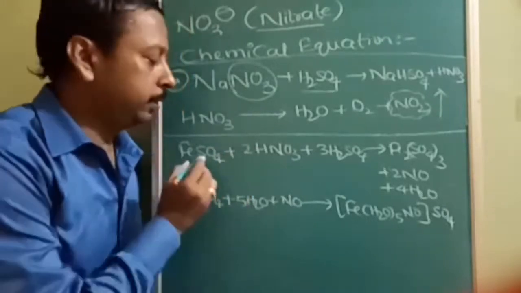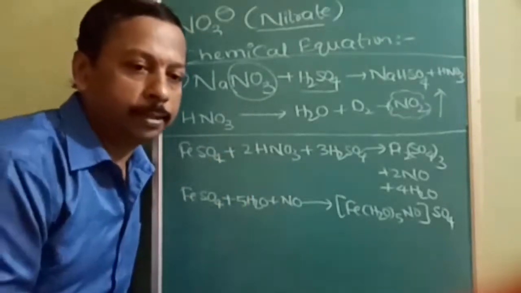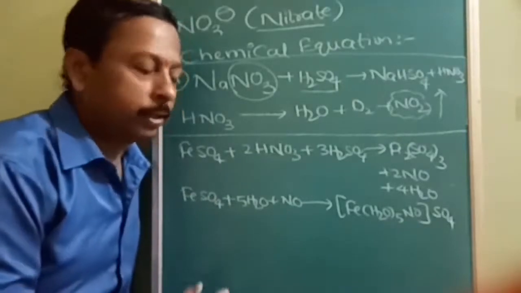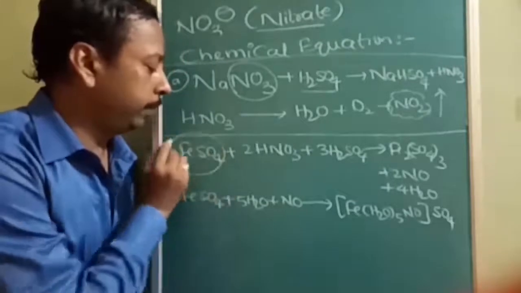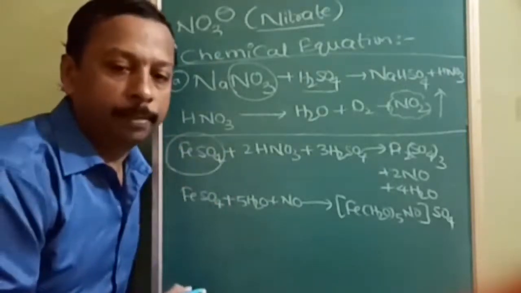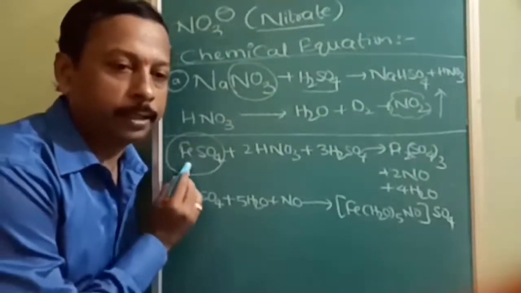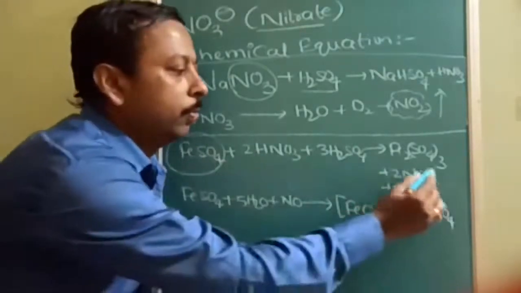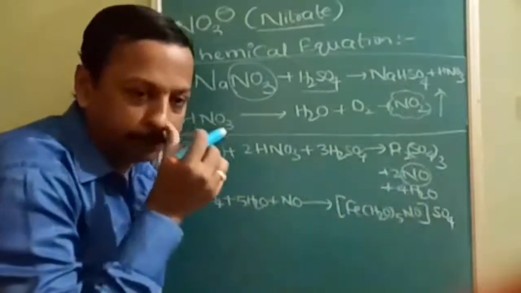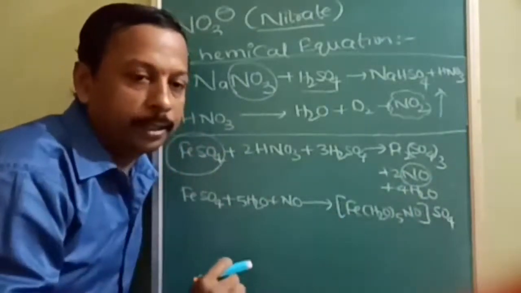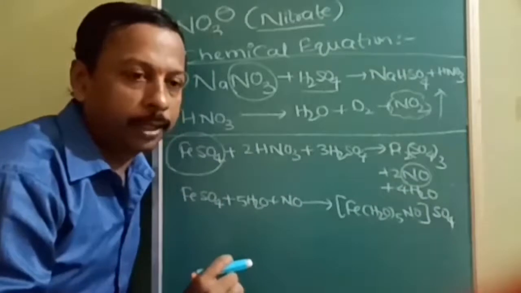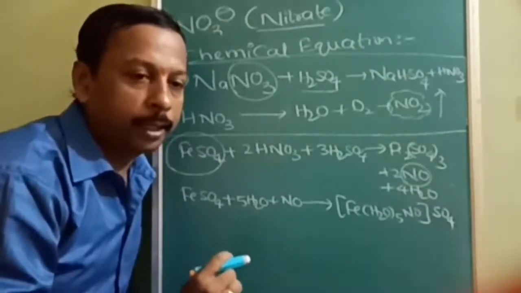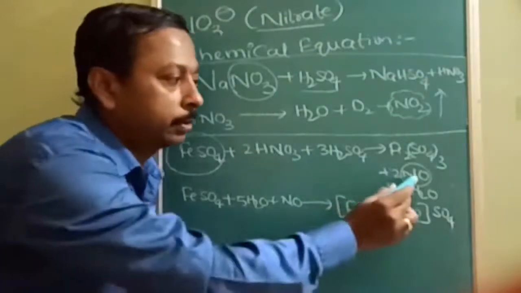Very important is this one: the brown ring test. In the brown ring test, the given salt is treated with freshly prepared ferrous sulfate, FeSO4, Fe plus 2. Then NO. What is NO? Nitric oxide. Nitric, not acid, nitric oxide. Every word should be clear. Nitric acid is HNO3, nitric oxide is NO.